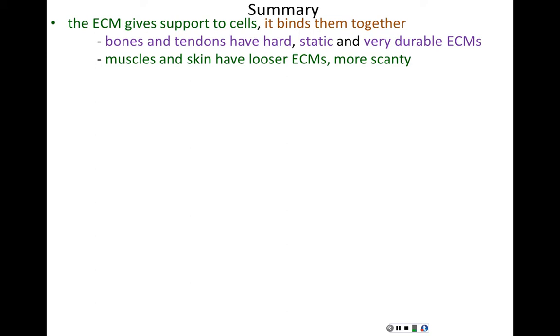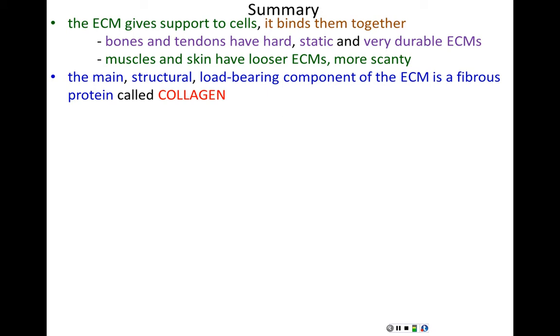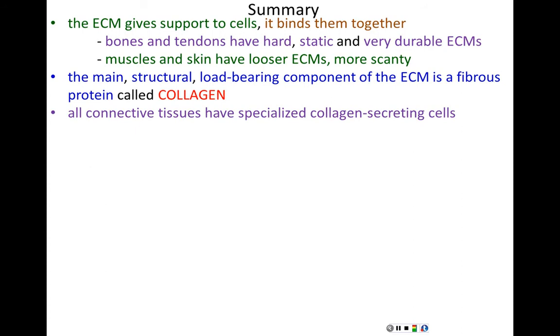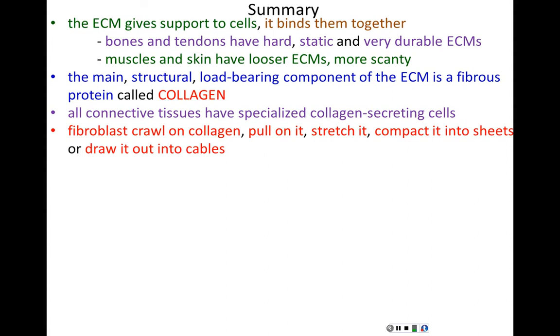In either case, the main structural component, the main load-bearing component, the main stress-resistant component of the ECM is a fibrous protein called collagen. All connective tissues have collagen, but the collagen is specialized for whatever that connective tissue is, and so there are specialized collagen-secreting cells for those tissue types. We talked about fibroblasts most. Fibroblasts crawl on collagen that they secreted. They pull on it, stretch it, compact it, and organize it, creating either the wicker basket, the cable bundle, or the interlocked bricks, the alternating direction brick sheets that collagen should be for that specific type of ECM.